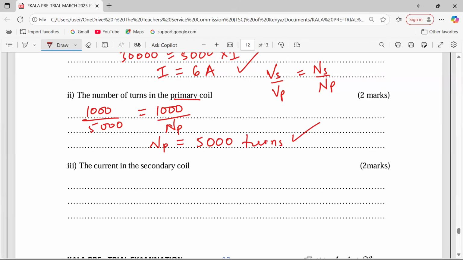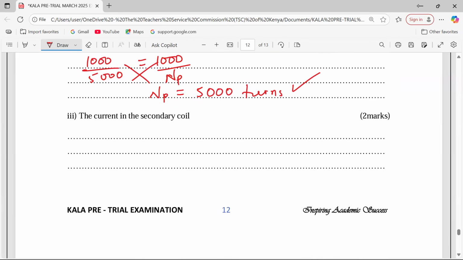Wow, 5,000 turns that way. Simple mathematics, you cross multiply at this point. So that's 1,000 NP equals 5,000 by 1,000. So that 1,000 divides to remain with 1,000. Current in the secondary.